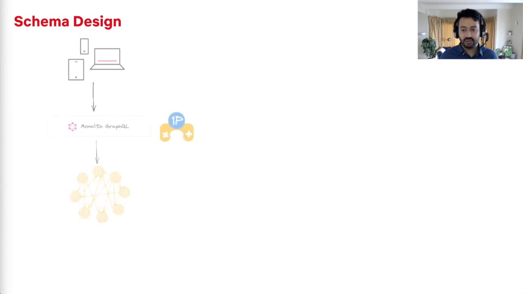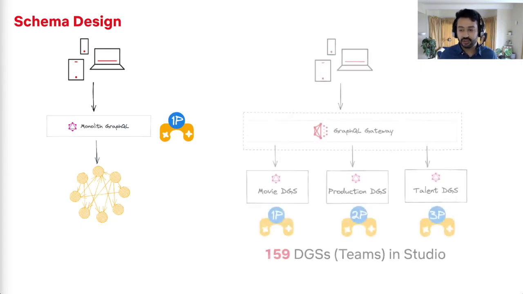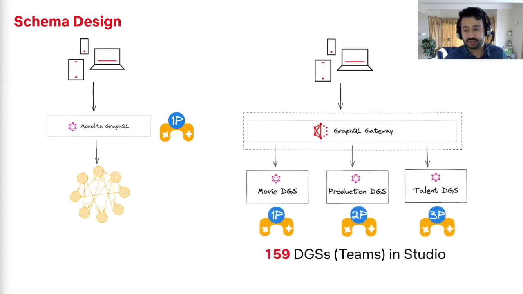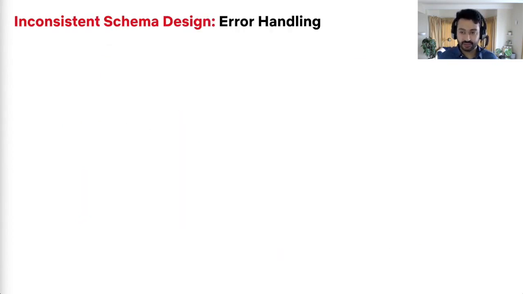Because in the monolithic world, schema design is a single player game. We have one team understanding all the product requirements and exposing a unified API for the clients. In the federated architecture, however, it's a multiplayer game. And in Studio, it's a massively multiplayer game with 159 teams building out the schema. And this can lead to some issues.